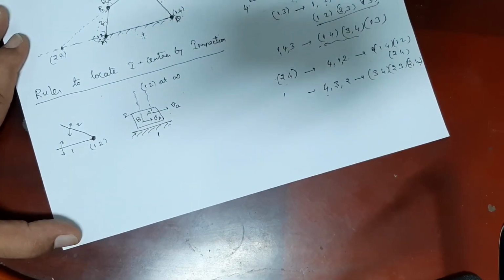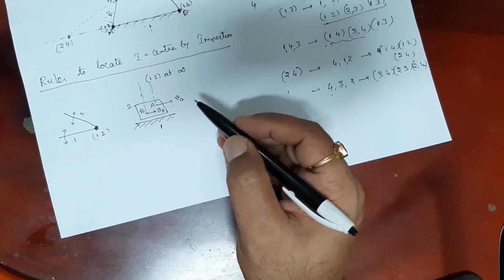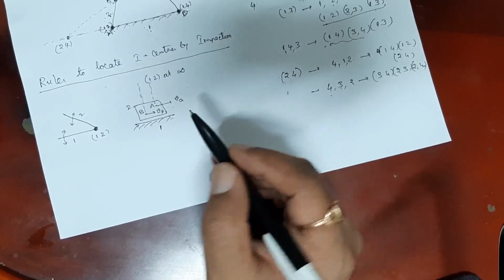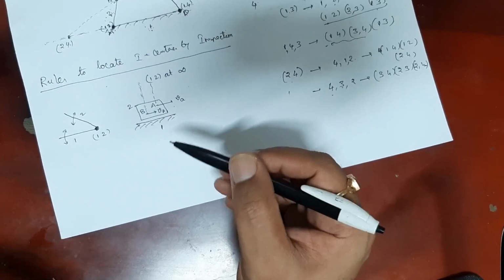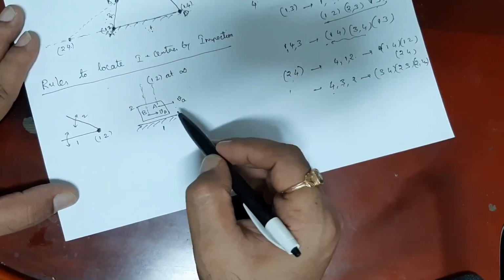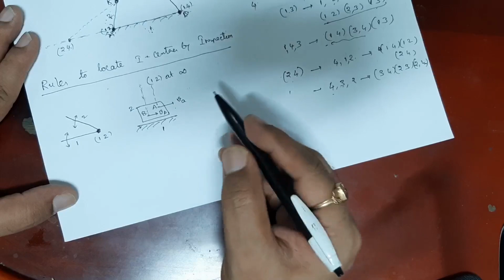In a sliding motion, generally, the I center lies at infinity in a direction perpendicular to the path of motion of the slider. This we have to understand.